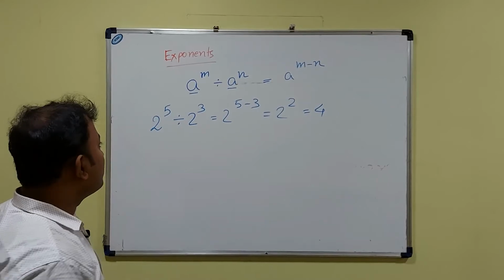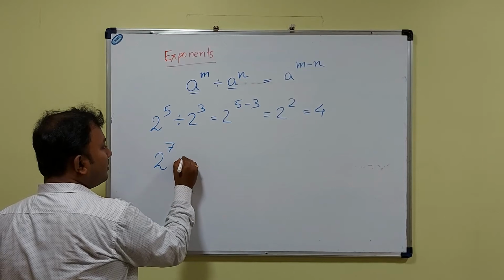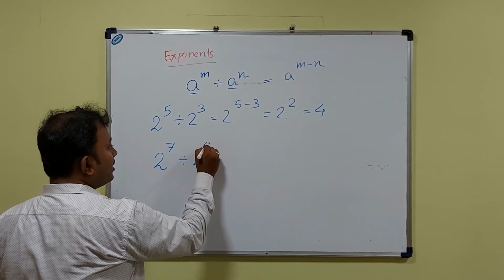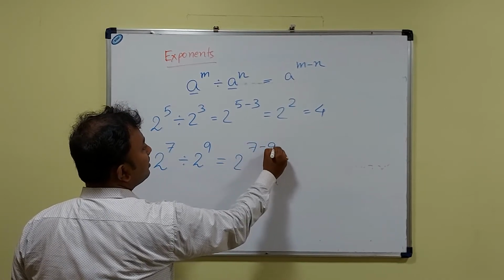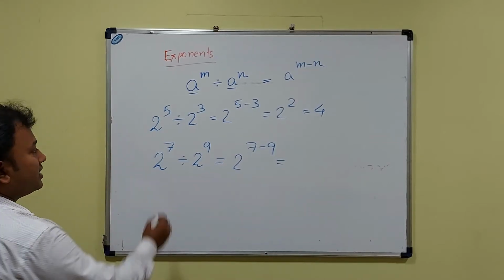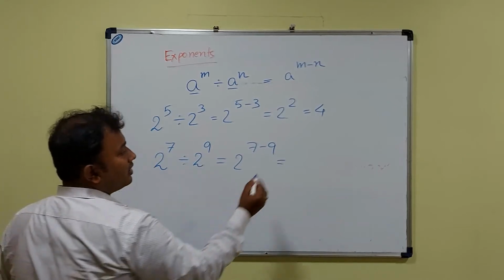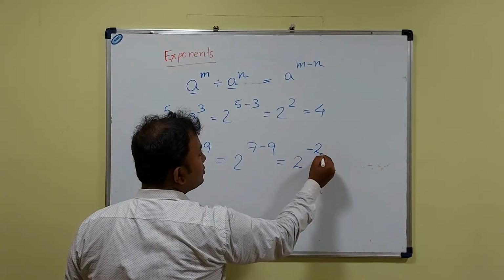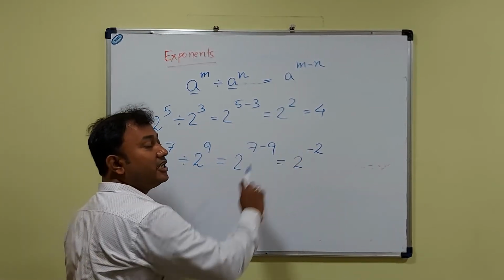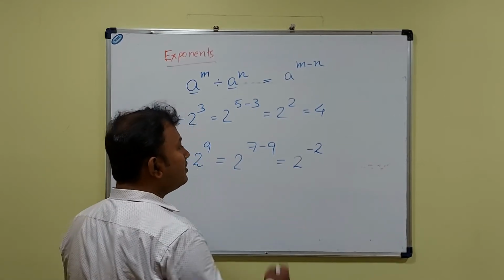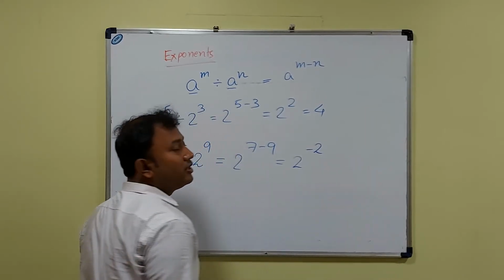Now what if we divide 2 to the power 7 divided by 2 to the power 9? Here also the power will be subtracted, isn't it? This is m minus n, 7 minus 9, but here the result is minus 2. Here the power was plus 2, here the power is negative, that is minus 2. Then you probably thought that this will be minus 4, but no, this will not be minus 4.